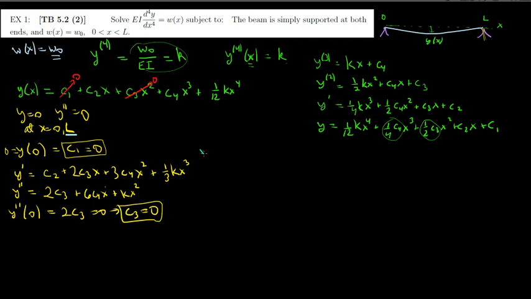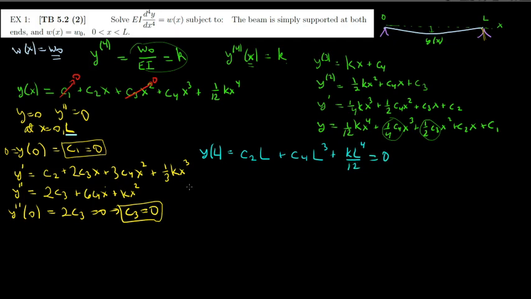Now let's go back and plug in L. I mean, we didn't have to do that. That'll come out later, but we might as well do that now. So this is C2 times L plus 0 plus C4 times L cubed plus KL to the 4th over 12. And we know that that has to be equal to 0.